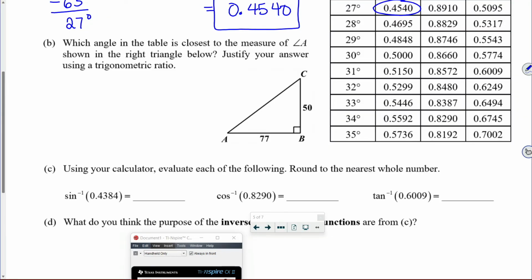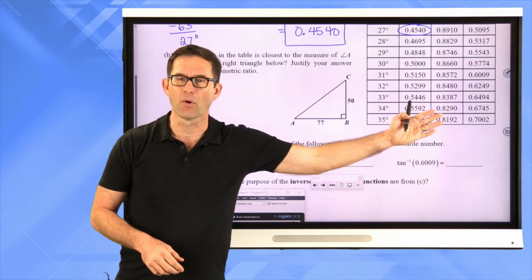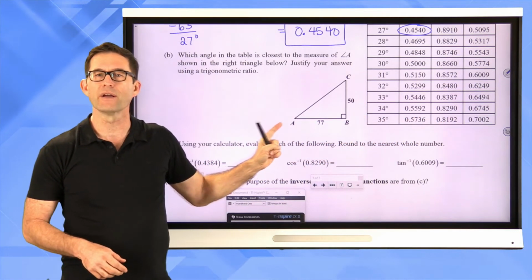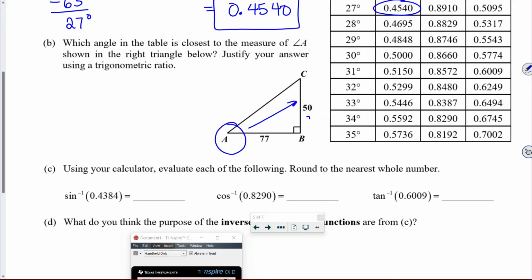Which angle in the table is closest to the measure of angle A shown in the right triangle below? Justify your answer using a trigonometric ratio. All right, well, how in the world am I going to use this table to figure out the measure of angle A? Well, if I look at this particular right triangle and I hone in on angle A, it's always about the angle. The 50 is the leg that is opposite angle A, and the 77 is the length of the leg adjacent to angle A.